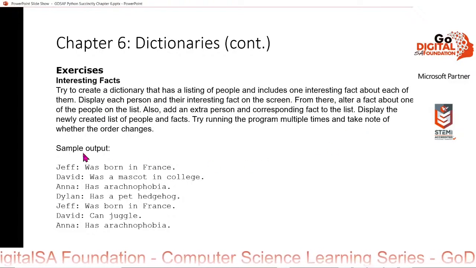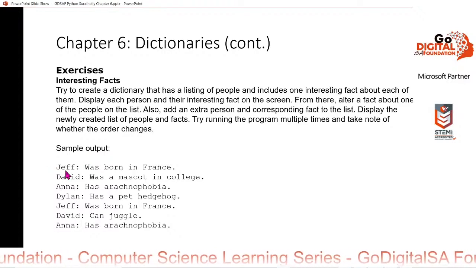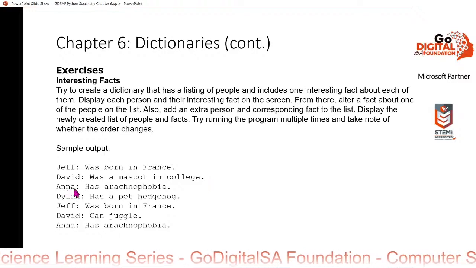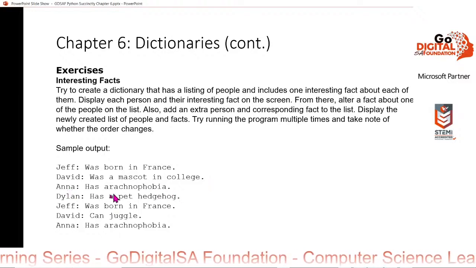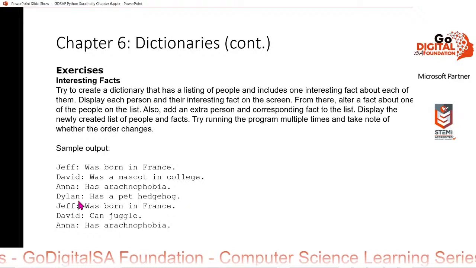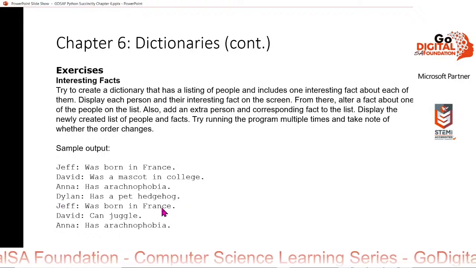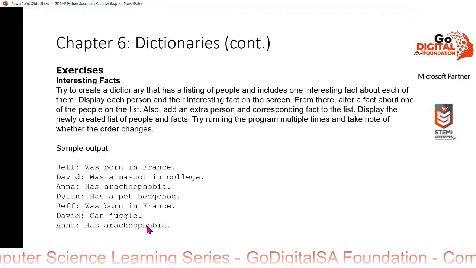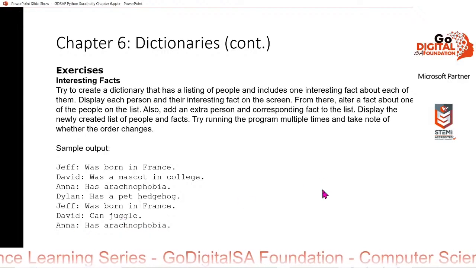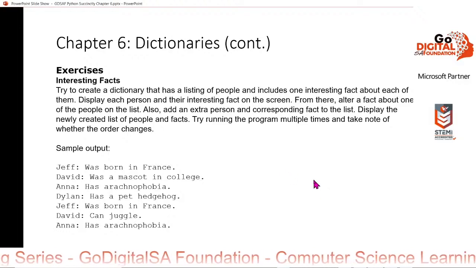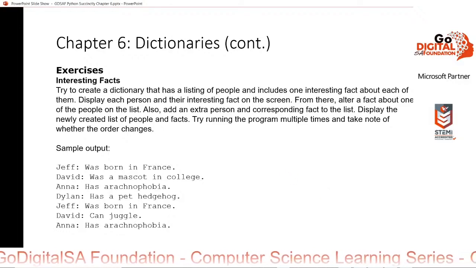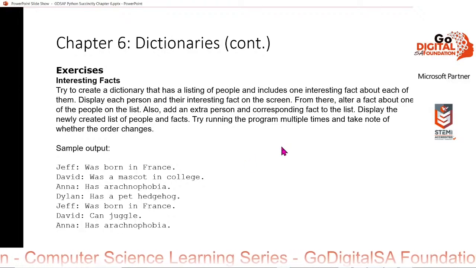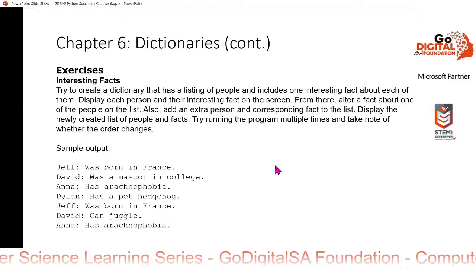When you've done that, we can have a sample output where we've got Jeff was born in France, David was a mascot in college, Anna has arachnophobia, Dylan has a pet hedgehog. Then after the changes: Jeff was born in France, David can juggle, Anna has arachnophobia. We'll see the code, but I'll skip over it. You can go back and pause to take a look at the code after you've tried this.